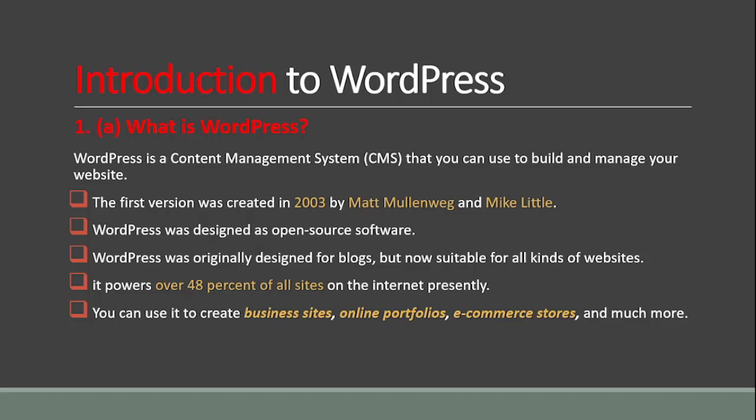What is the meaning of WordPress? WordPress is just too simple, it is a content management system. C stands for content, M stands for management, while S stands for system. Then it was first created in 2003 by Matt Mullenweg and Mike Little. They created it as open source software.